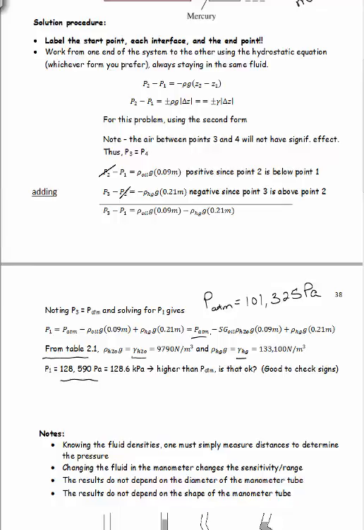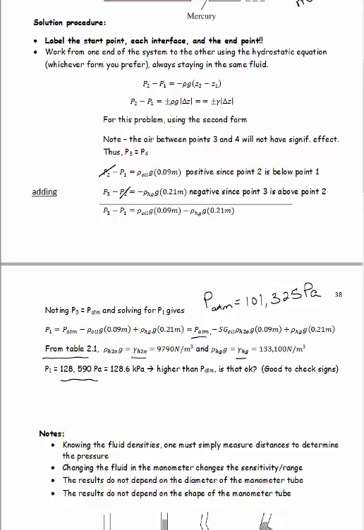Another thing I could have done was said, I'm going to just use gauge pressure. Since all these are subtractions of pressures, we could just use gauge pressure, and P atmosphere would be 0, and then our answer, P1, would have been in gauge pressure instead of in absolute pressure. But what we got was 128.6 kilopascals, which is higher than P atmosphere.